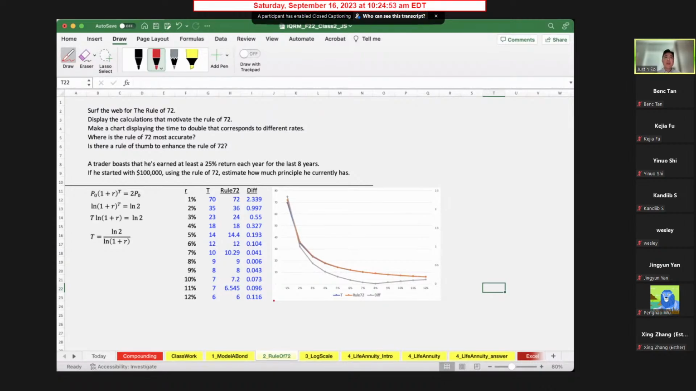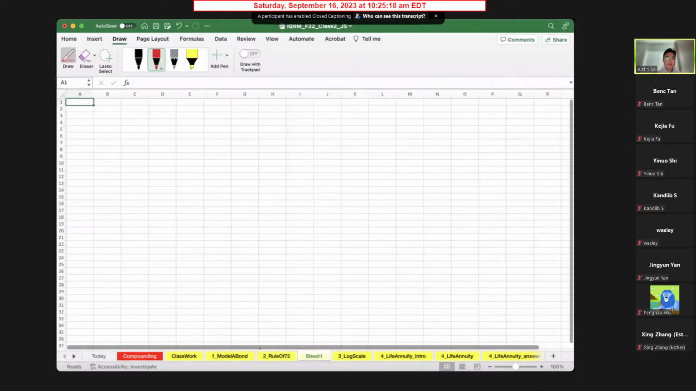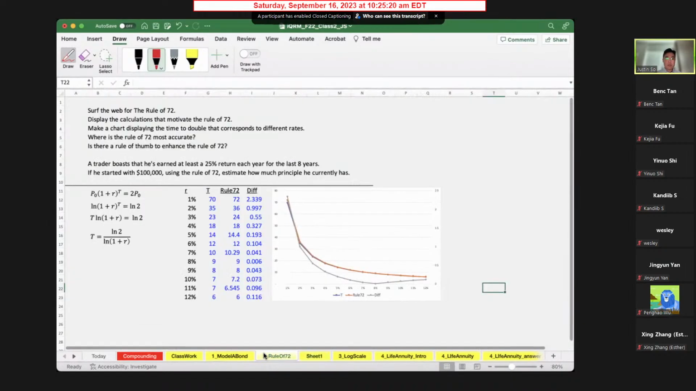Let's say you have an 8% return for the year. How many years does it take for you to double the investment? 72 divided by 8% means 9 years. So that is the rule. I want to show you mathematically why that is not completely wrong. Oh, sorry, I pressed the wrong button here.